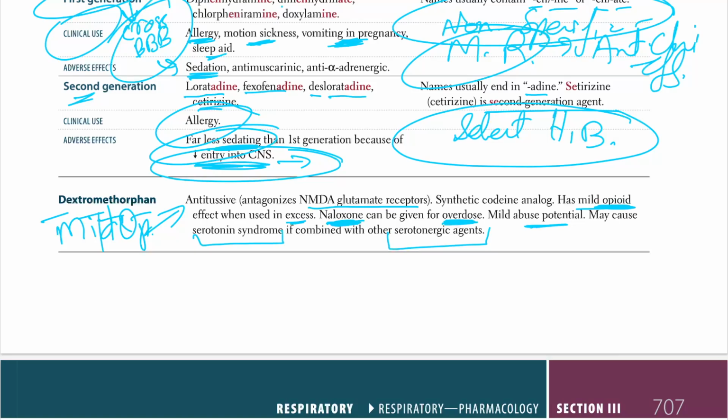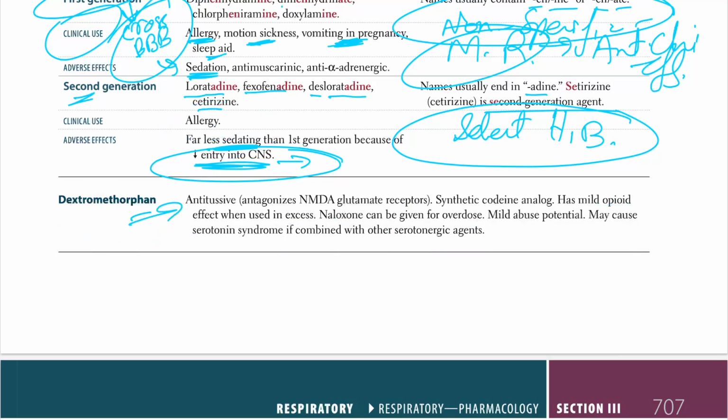Mild abuse potential. It may cause serotonin syndrome, high yield, if combined with serotonergic agents. But what is dextromethorphan? Dextromethorphan is an antitussive that antagonizes NMDA glutamate receptors, and it is a codeine analog, by the way. Okay, then we have the next thing.